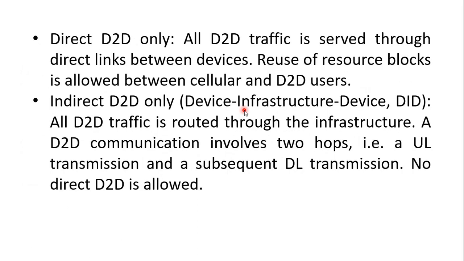So usually two different types of mode selections are involved. One is direct D2D only, second one is indirect D2D. Direct D2D is served through a direct link between the devices. Indirect is served through the infrastructure, that is going to the base station, using uplink transmission, and then from the base station to the device using downlink transmission.